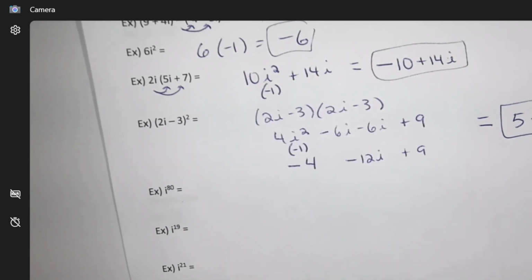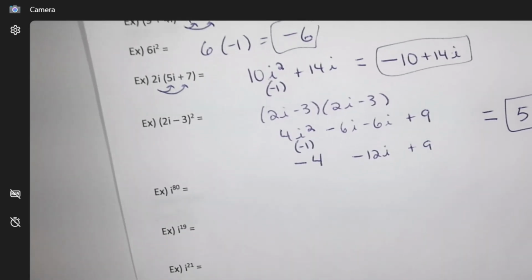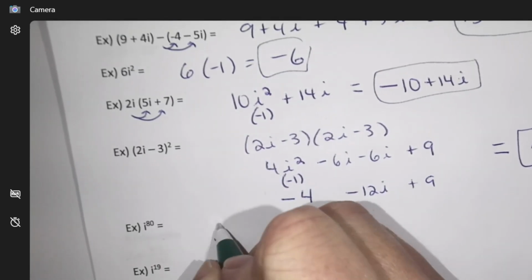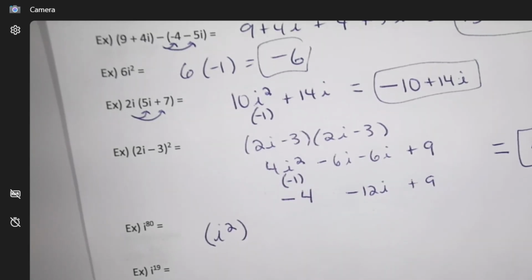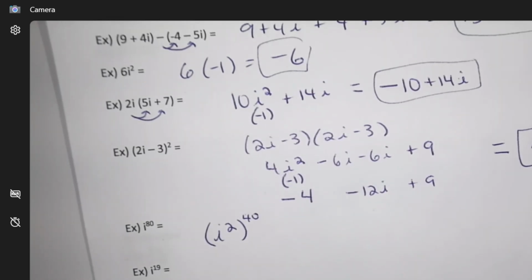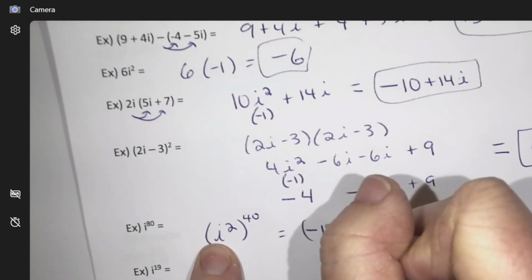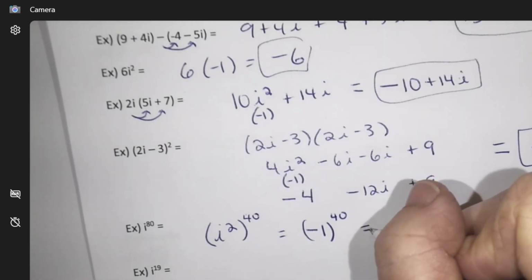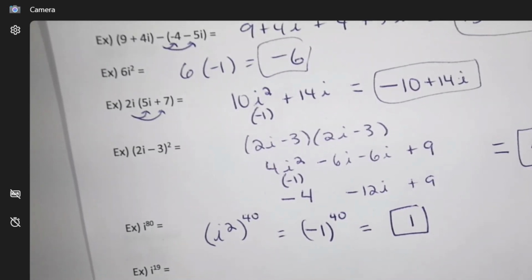i to the 80. Okay, I base everything off of i squareds. So I'm going to rewrite this as i squared repeated how many times? 40. Yep. That's still the same way as writing i to the 80. And then what is i squared? -1. And so what happens if you repeat -1 40 times? Just 1, +1.